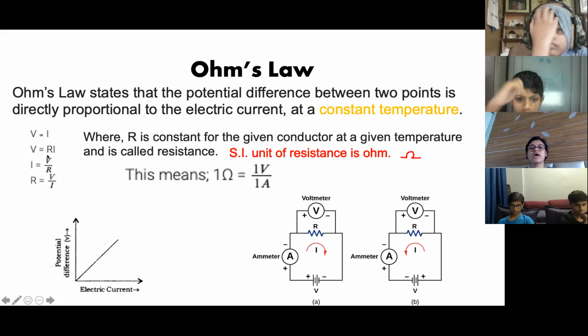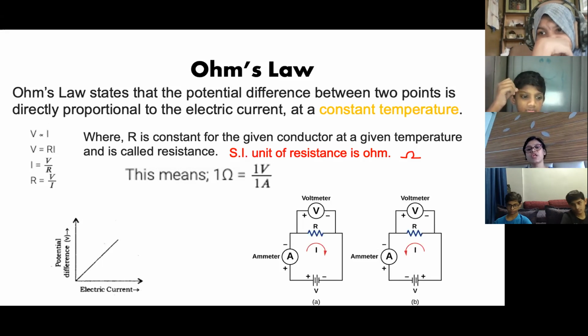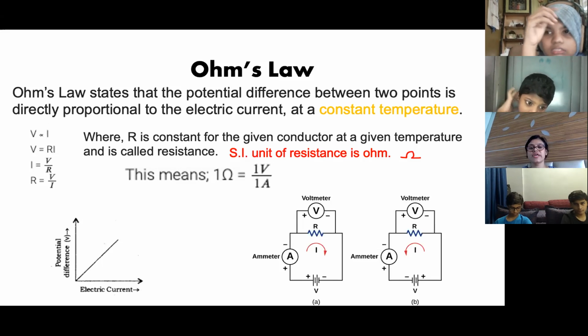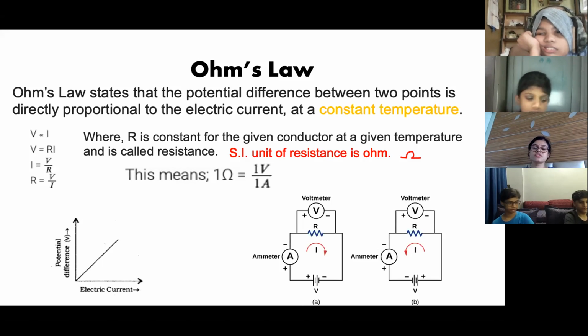which is called resistance. So V is equal to IR. This is the formula given by Ohm at constant temperature, and this is the fifth formula we are doing. So V is equal to IR. This is another formula which relates voltage, current and resistance. Always remember this formula. This is a very important formula.